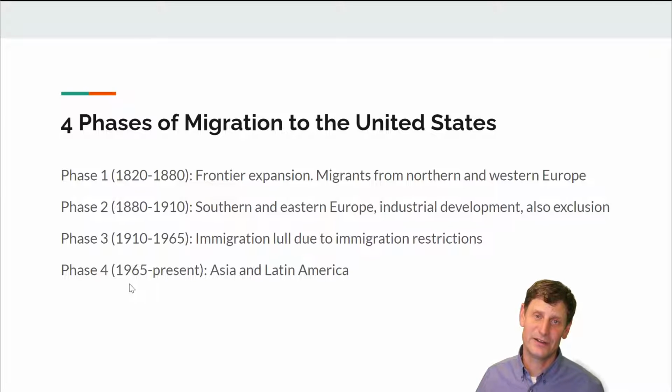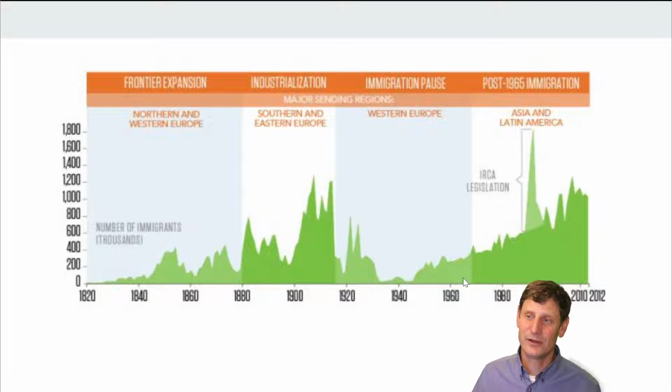But then in the 1960s, immigration quotas were changed and started to accommodate the idea that there's other places in the world than Europe to accept migrants from. And we saw a major influx of migrants from Asia and Latin America. So let's take a look at this graphically here, and you can see these phases here.